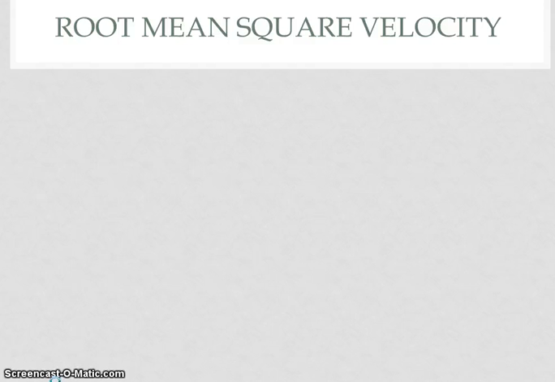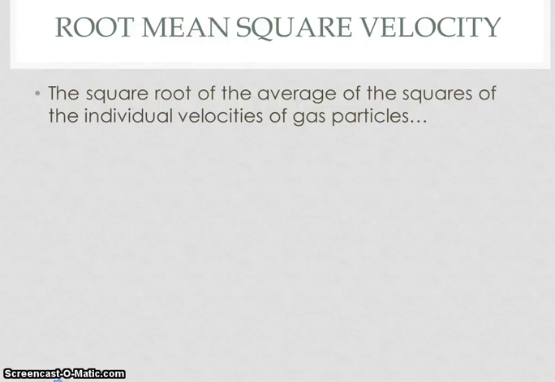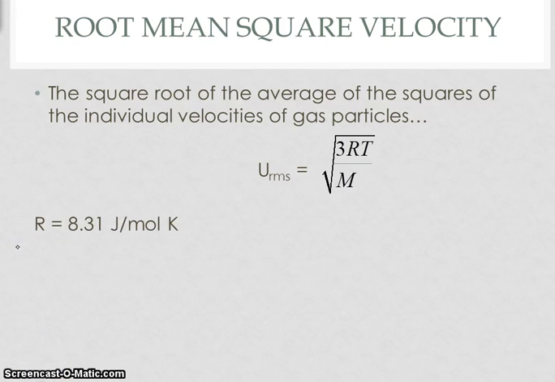Next, we want to deal with the root mean square velocity. And this is the square root of the average of the squares of the individual velocities of gas particles. So URMS is our root mean square velocity, and that equals the square root of 3RT over M, where M equals the molar mass of the gas. The R value that we're going to use again is 8.31 joules per mole Kelvin. And when you think about that, you want to find a velocity, and there's no unit in that deals with velocity. But joules actually equals kilogram meter squared per second squared, which eventually will give us meters per second when we're done with our problem, and that gives us the velocity.